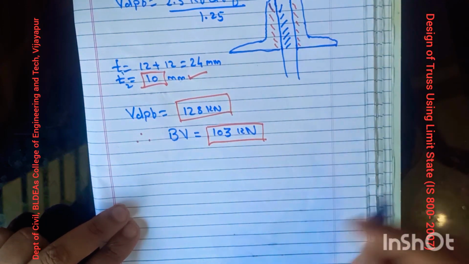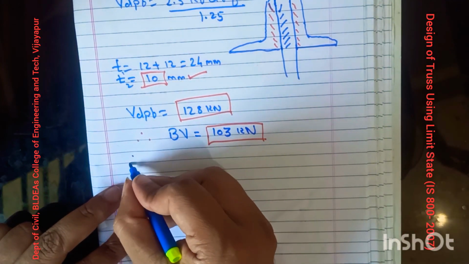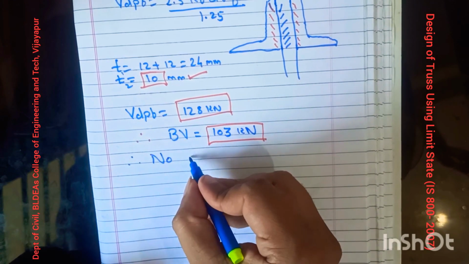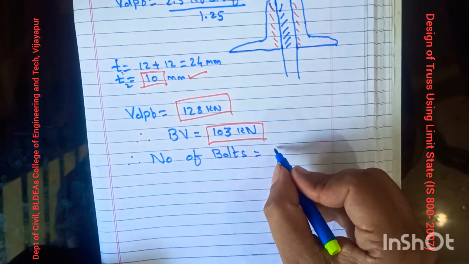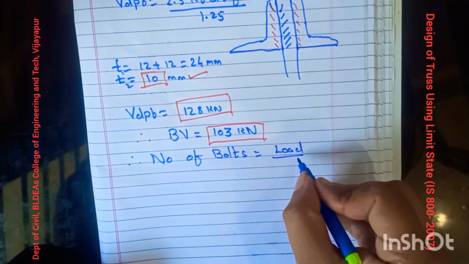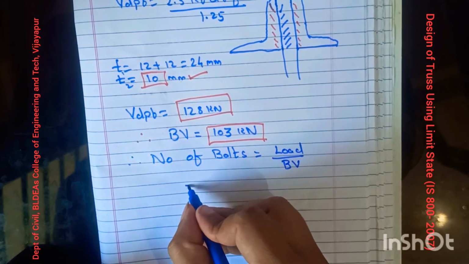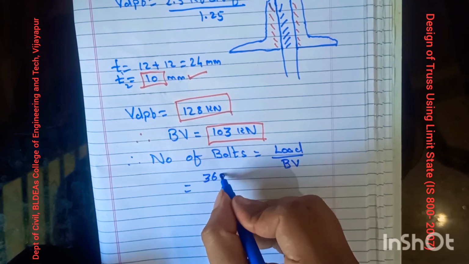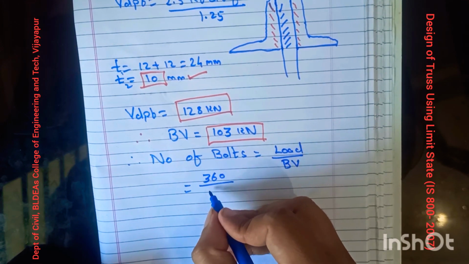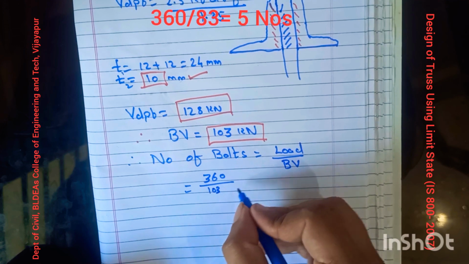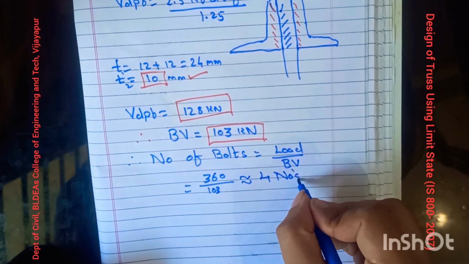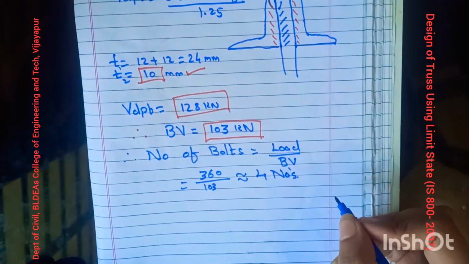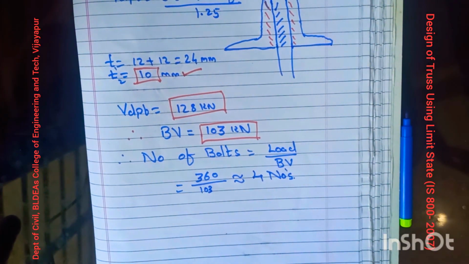So now we can easily find out the number of bolts. Therefore the number of bolts is load divided by bolt value. The load was 360 kilonewton, the bolt value is 103 kilonewton, which comes around 4 numbers. So 4 bolts we need to provide in the connection.